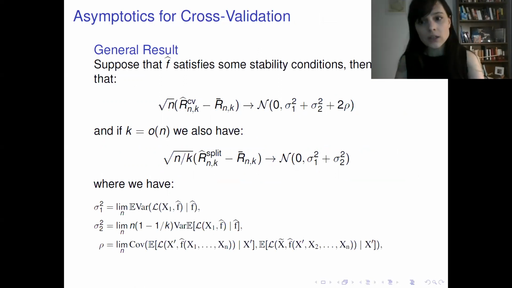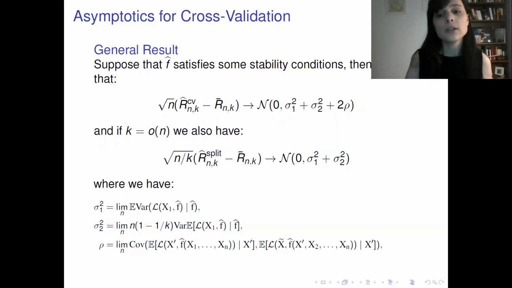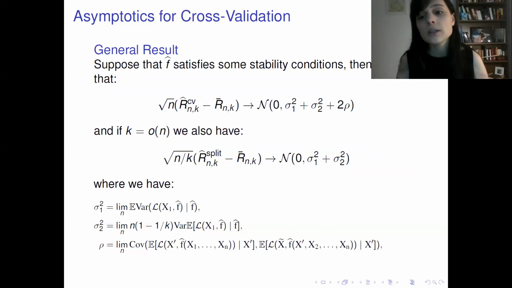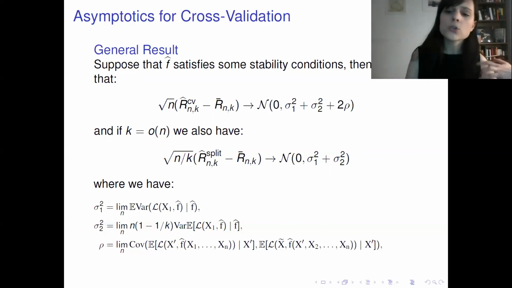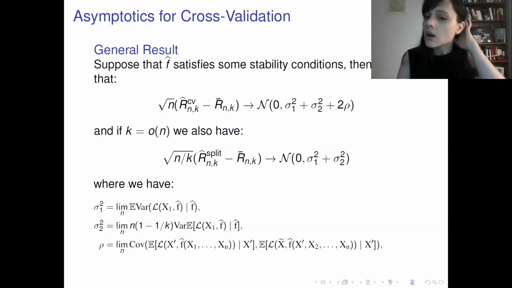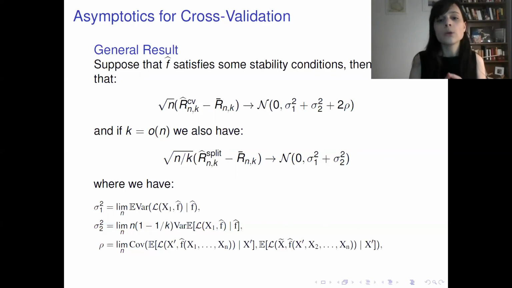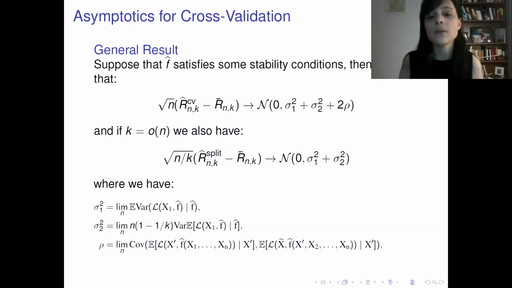I'm going to have the k-fold cross-validated risk is asymptotically normal, and it's going to converge at the speed of square root of n. And I know its asymptotic distribution. If k grows slower than n, so the testing set grows infinitely large, then I also know the asymptotic distribution for the split risk, which is also asymptotically normal, but is going to converge at the speed of square root of n divided by k. I also know its asymptotic variance, and as both of them are just normal, to know how much faster the k-fold cross-validation is, I can just compare the different variances.